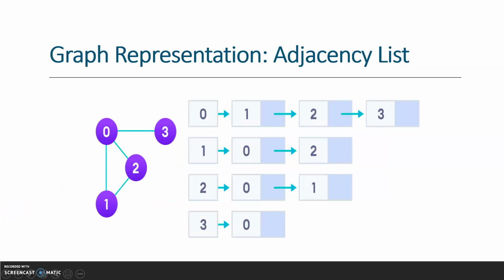Next comes the adjacency list. An adjacency list represents a graph as an array of linked lists. The index of the array represents a vertex, and each element in its linked list represents the other vertices that form an edge with the vertex. So these are the two main representations with which we can create a graph, or store the values of a graph.